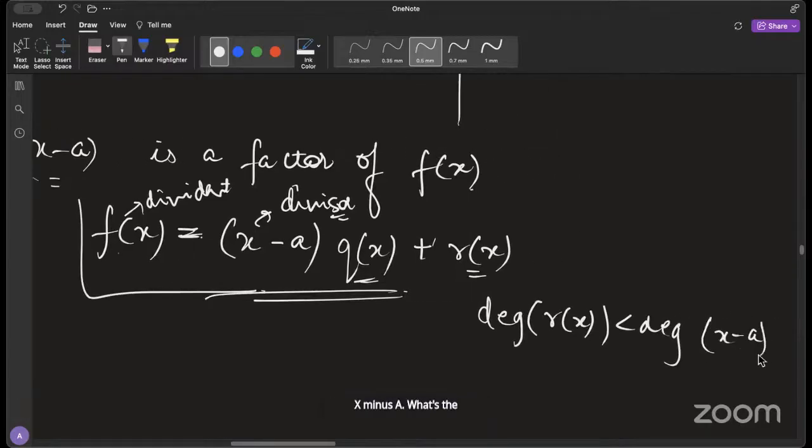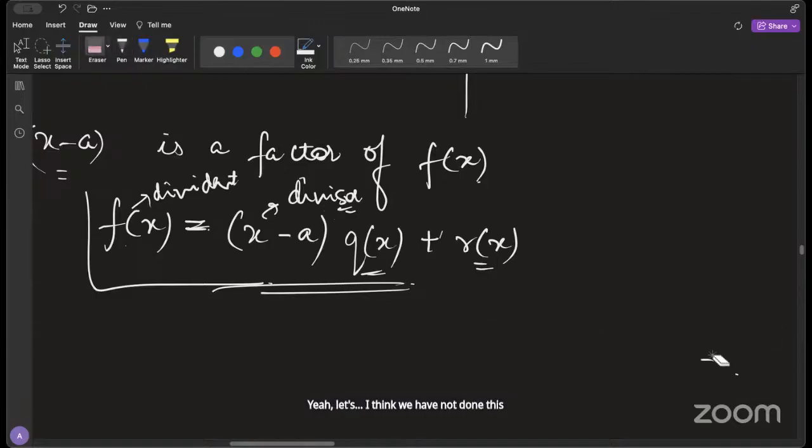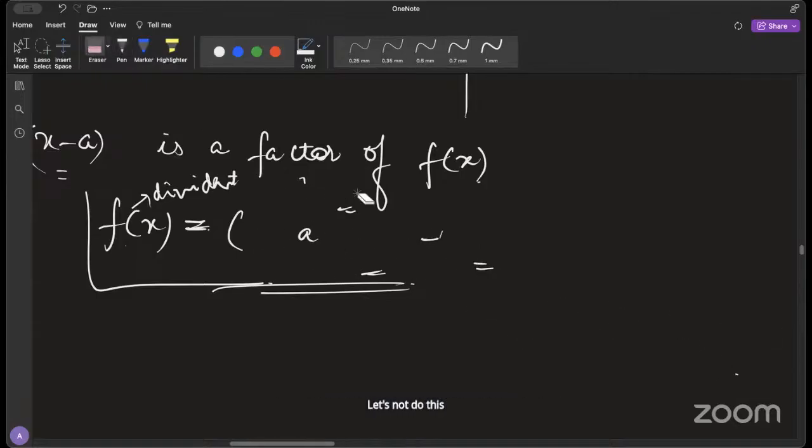What's the degree of x minus a? Have you guys done degrees and all? It is 1, ma'am. Not yet, right? Okay, then this entire thing must be a part of polynomials week. Yes, you study the division algorithm and degrees only. Yeah, the degree of this is 1. So your remainder should be constant, right? Okay, I think we have not done this thing. This is in week 4. So let's not do this here.